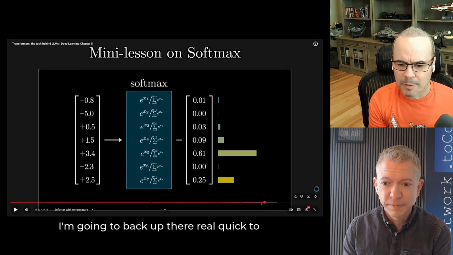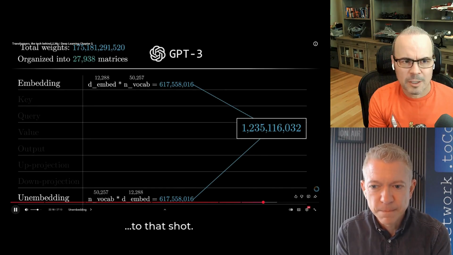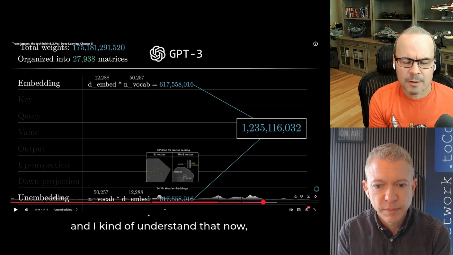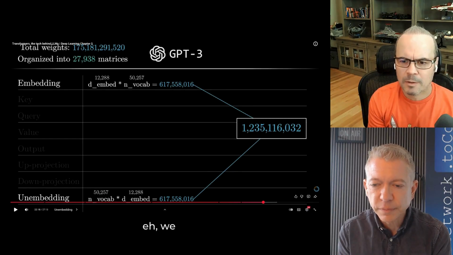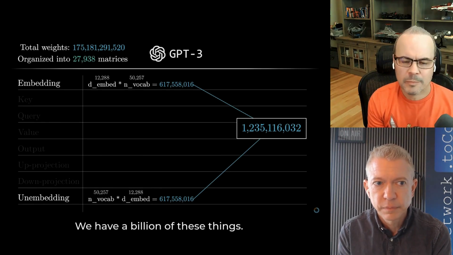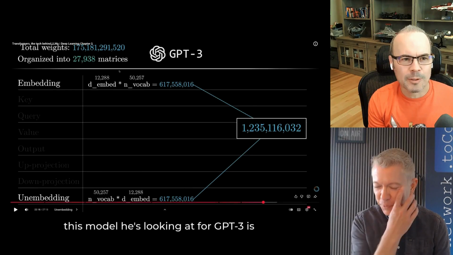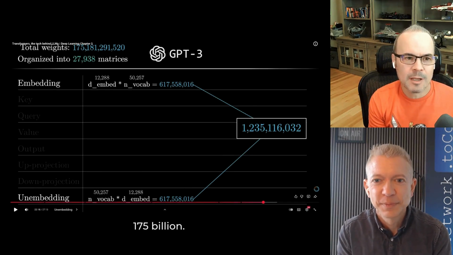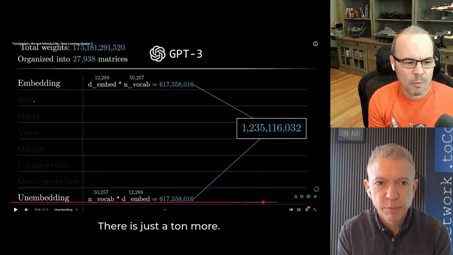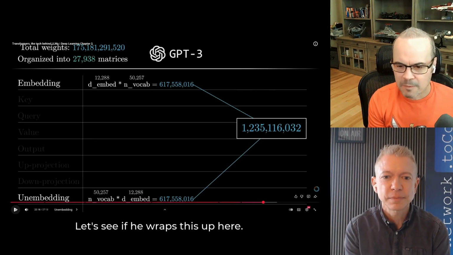I'm going to back up there real quick to that shot. So between the embeddings and unembeddings, I kind of understand that now. We have a billion of these things. What did he call them? Weights. We have a billion weights, and the total weights for this model he's looking at, GPT-3, is 175 billion. So there is just a ton more. We barely touched the surface. Oof. Geez. Okay, let's see if he wraps this up here.